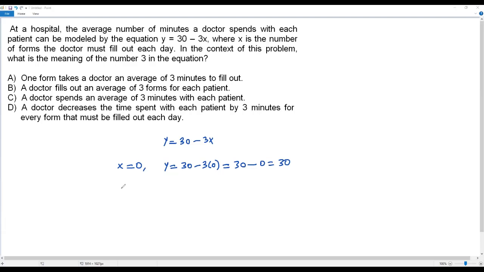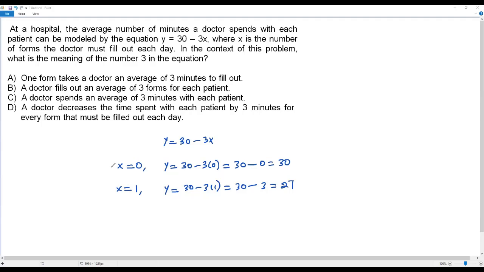Okay, now what if a doctor fills out 1 form each day? Then in that case x = 1. So to find the number of minutes on average the doctor spends with each patient, we have to plug x = 1 into this equation. Then I'm getting y = 30 - 3 times 1. 3 times 1 is 3, and 30 - 3, I'm getting 27.